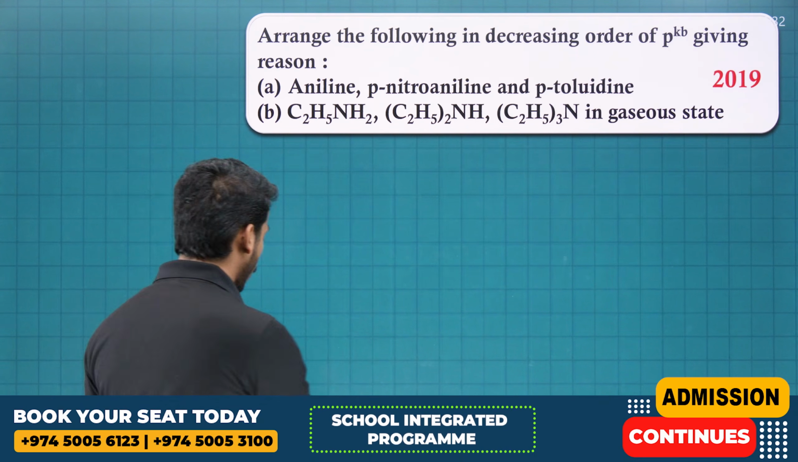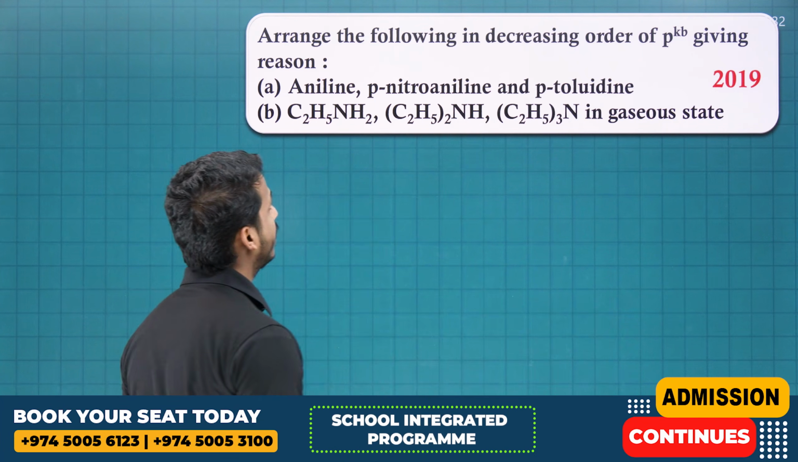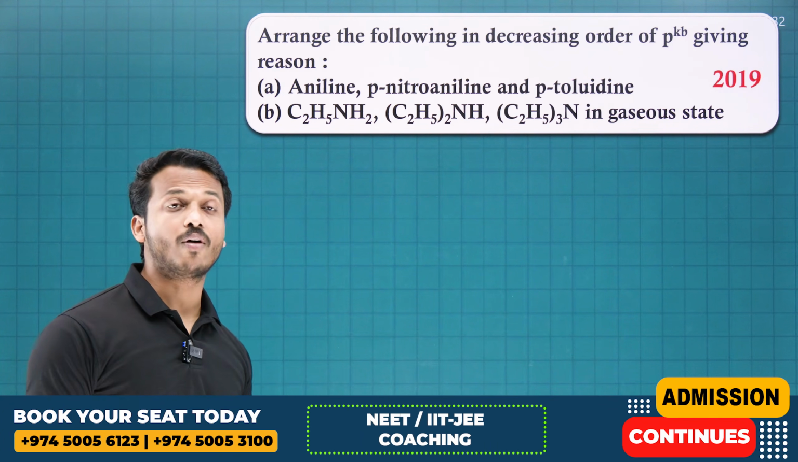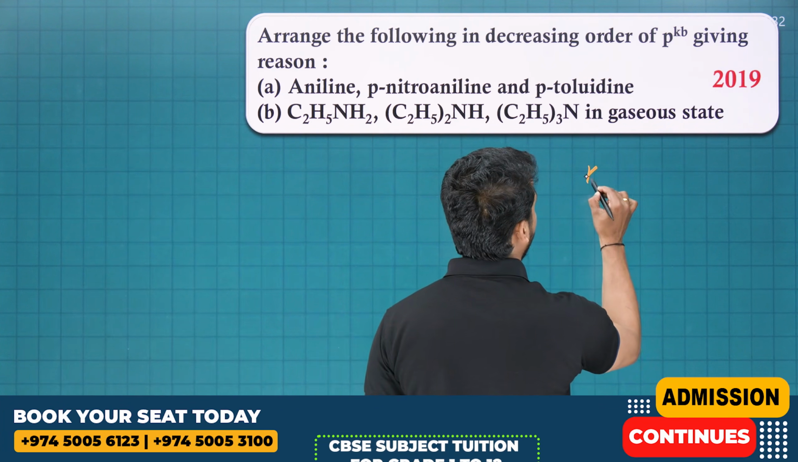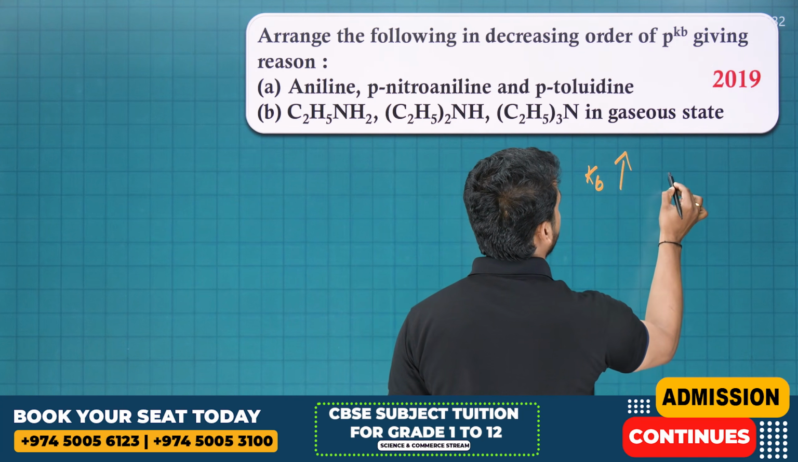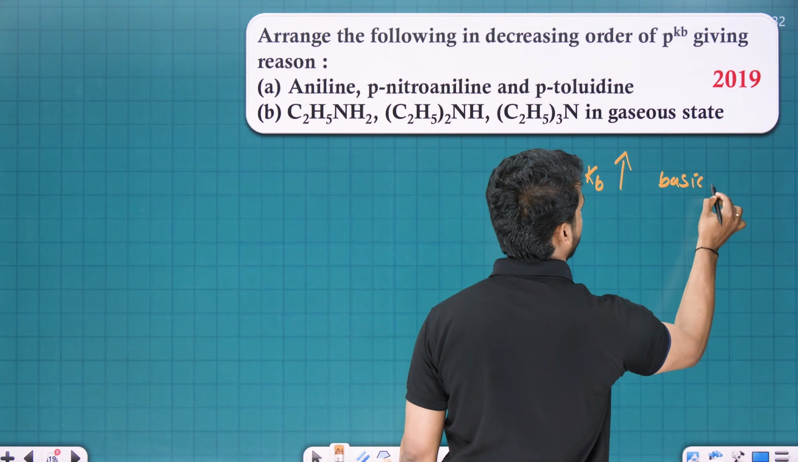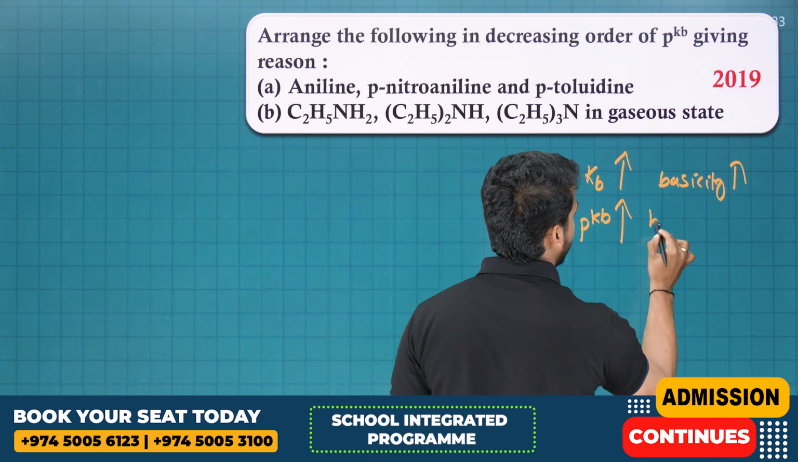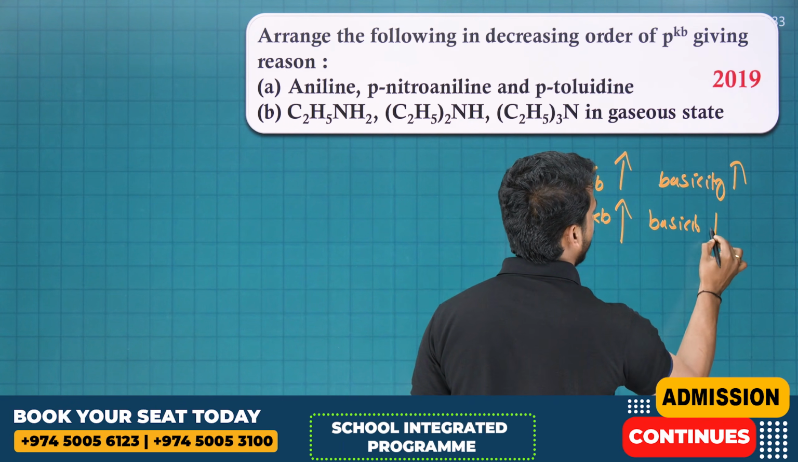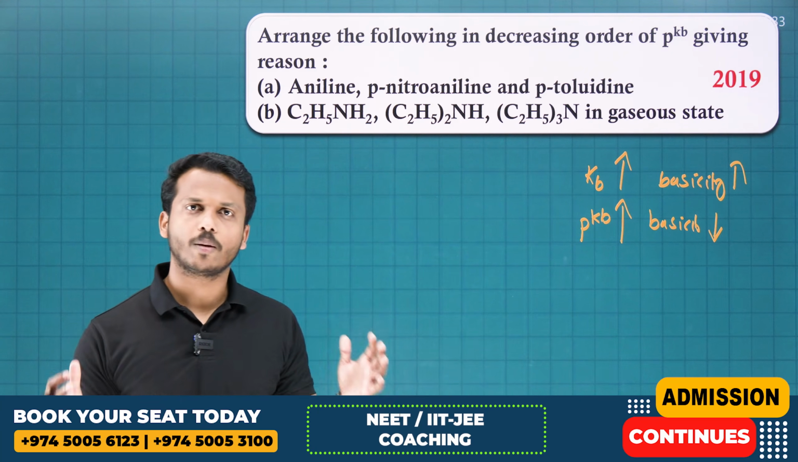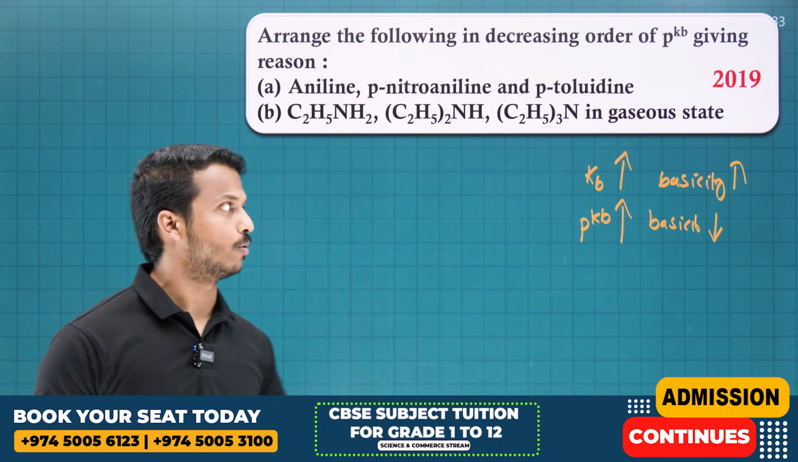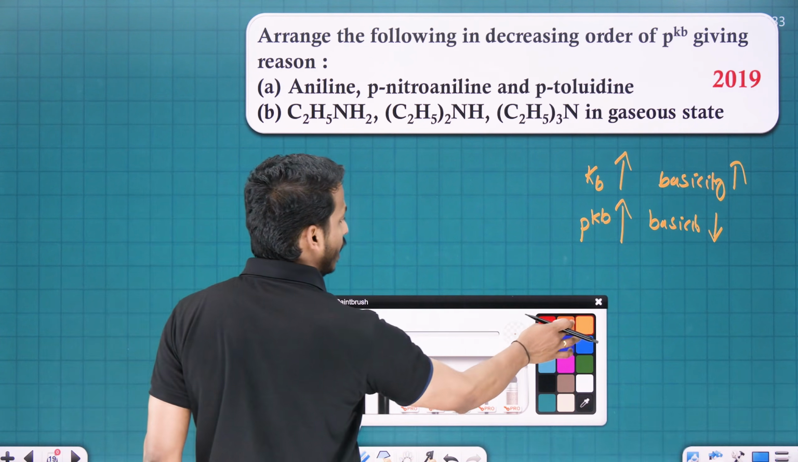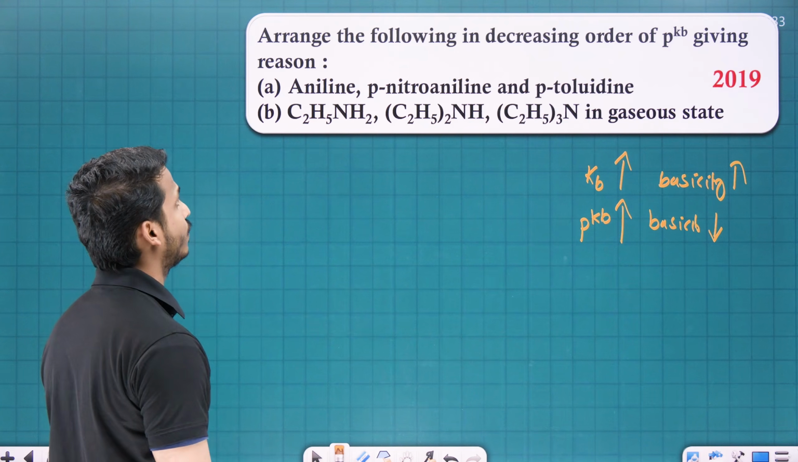Next one. Arrange the following in decreasing order of pKb value. Dear all, you know, when Kb value increases, then basicity increases, whereas when pKb value increases, basicity decreases. Kb and pKb are the two constant values for a base.